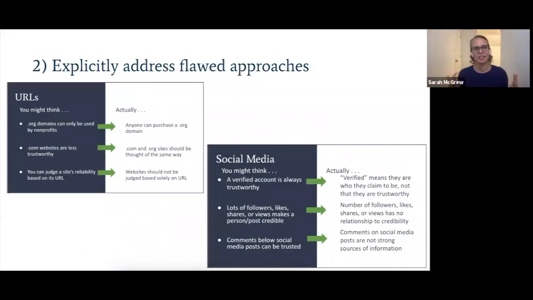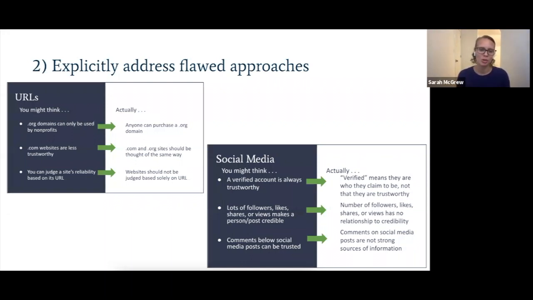So the second piece, in addition to teaching strong approaches to evaluating information, is that we need to explicitly address flawed approaches. So the internet, even though it hasn't been around a very long time, has changed so quickly that a lot of the tools or assumptions that we make about how to evaluate online information are just wrong. Maybe they used to be true and they're not true anymore, or they were never true and we continue to use them. So just two examples here, and there's several more of these.